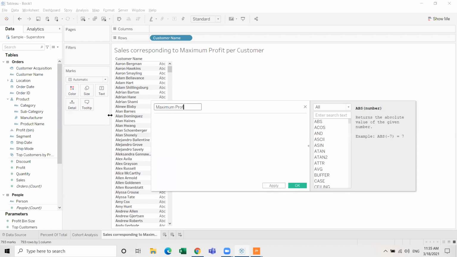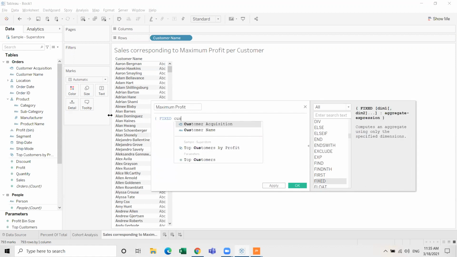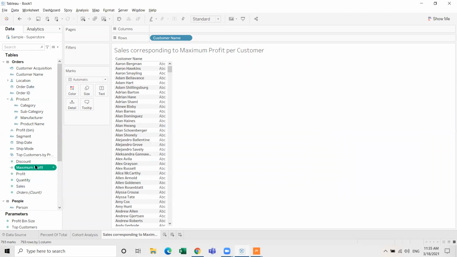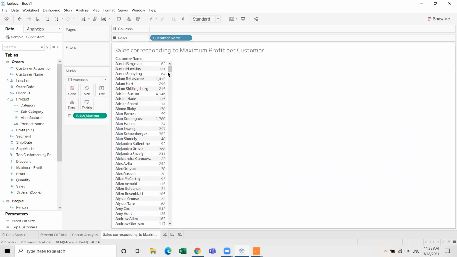Maximum profit. So fixed at customer name level of detail, I am going to obtain what is the maximum profit. Tableau is going to check all the transactions made by each and every customer and pick up the maximum from the list of transactions, maximum profit. Now let us see what we obtained for each customer through this calculation. So you can see for Aaron Bergman, the first customer, it is 62.